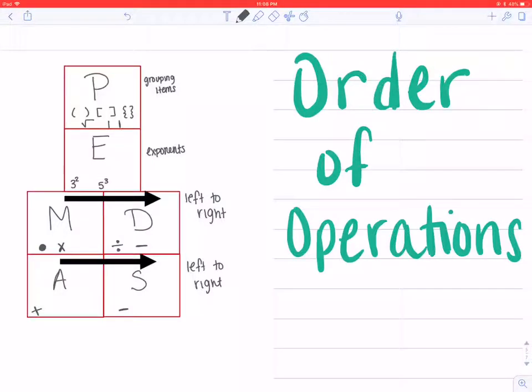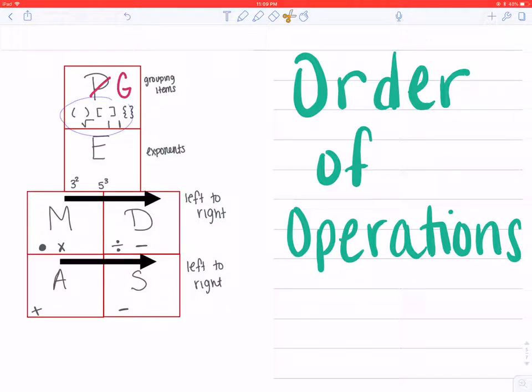So in this video, we're going to go over order of operations. You've probably heard of the saying PEMDAS: Please excuse my dear Aunt Sally. The new one is GEMDAS, and the G just stands for any grouping items, not necessarily just parentheses.